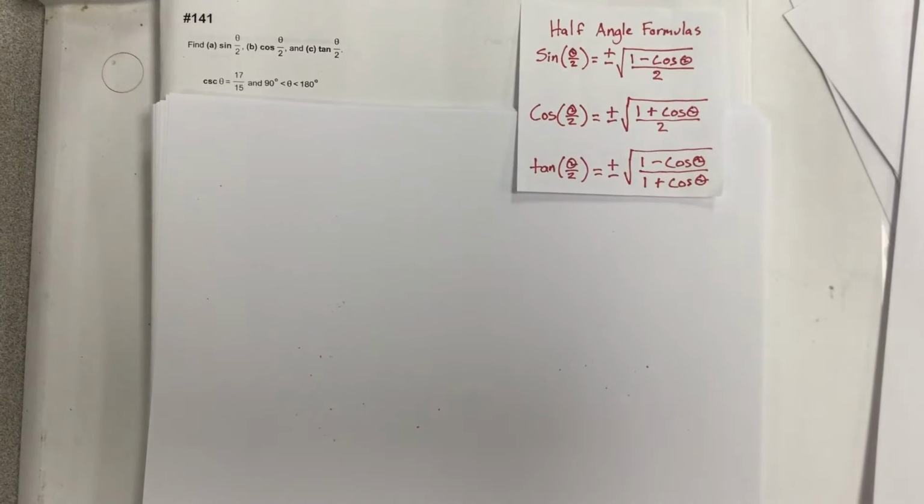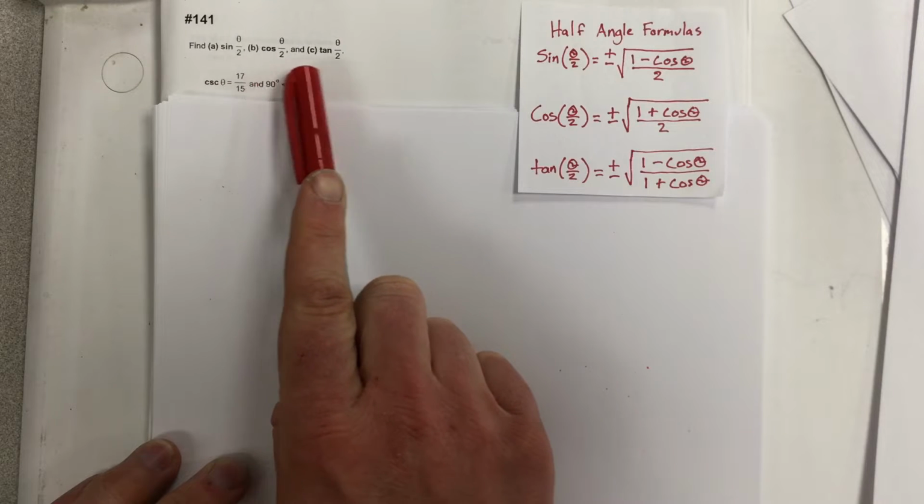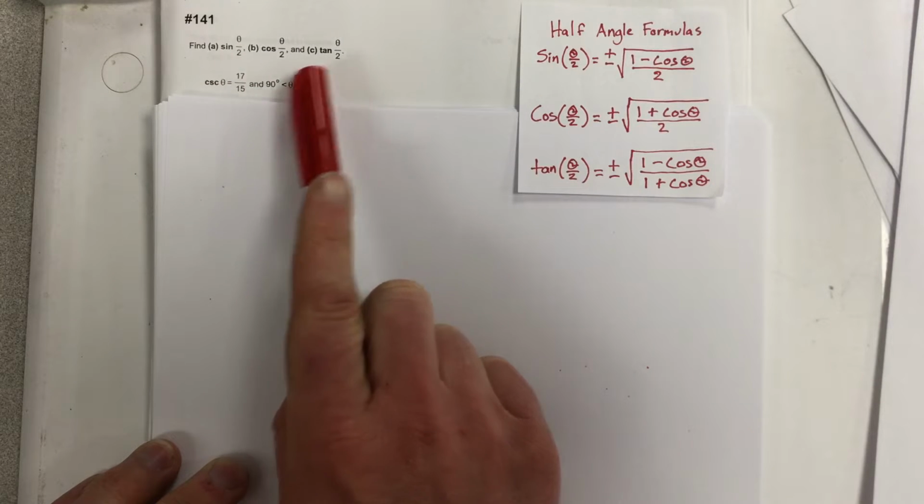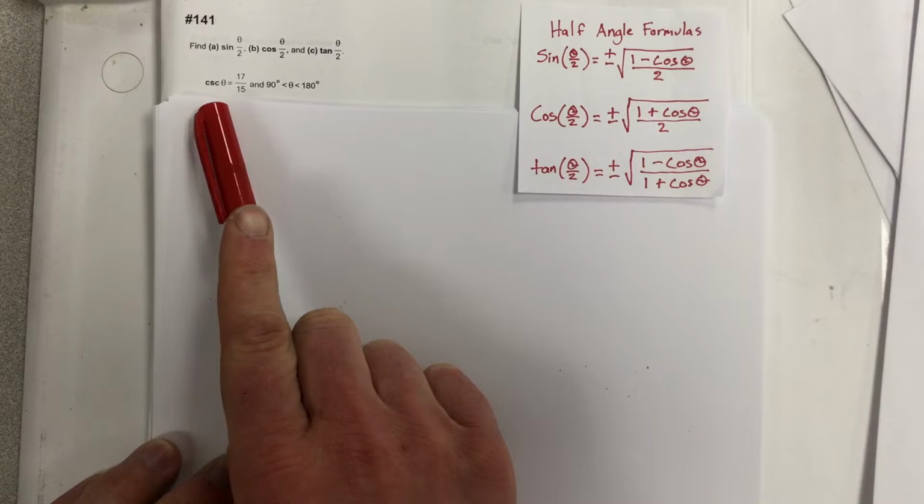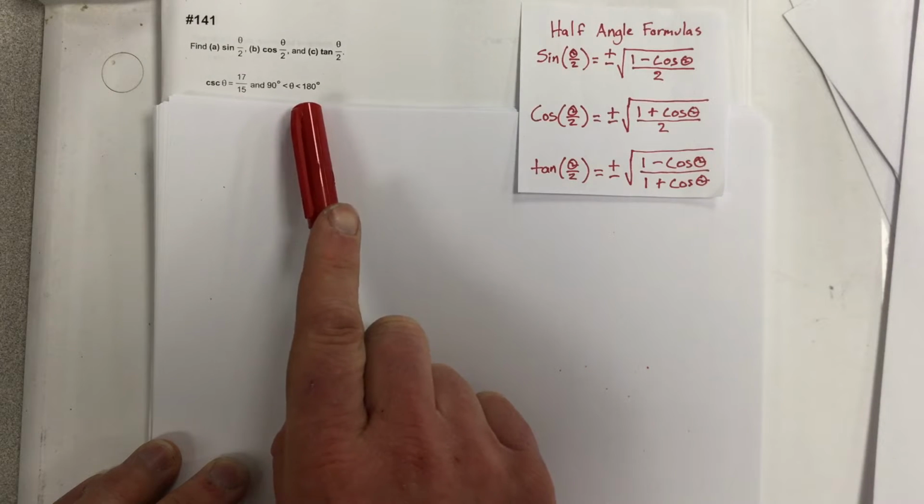This is problem 141 from your trigonometry packet. In this problem it says find sine theta over 2, cosine theta over 2, and tangent theta over 2. And they give you some information. They say cosecant theta is 17 over 15, and theta is between 90 and 180.